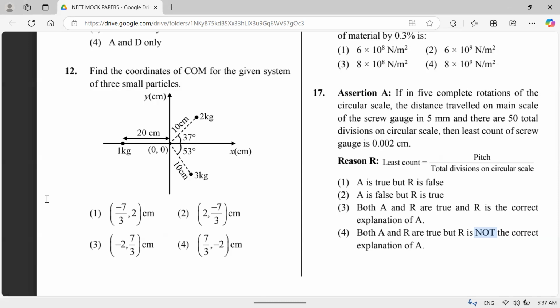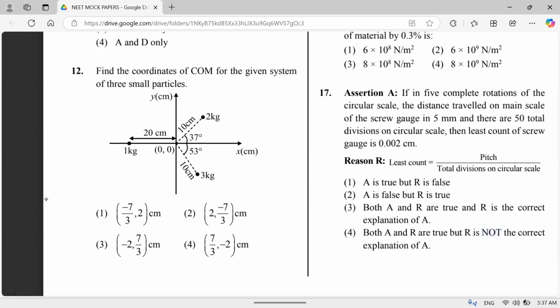The reason given is that least count is pitch divided by the total number of divisions. That is the least count formula, so no doubt it is correct. Because least count is equal to pitch divided by number of divisions, the reason should be true. So the first one is not possible. The second one says the reason is true, but A is false.